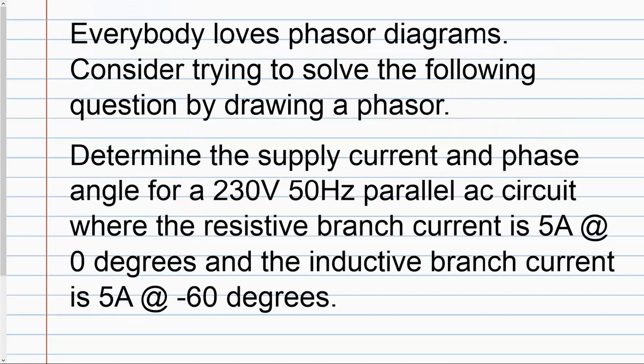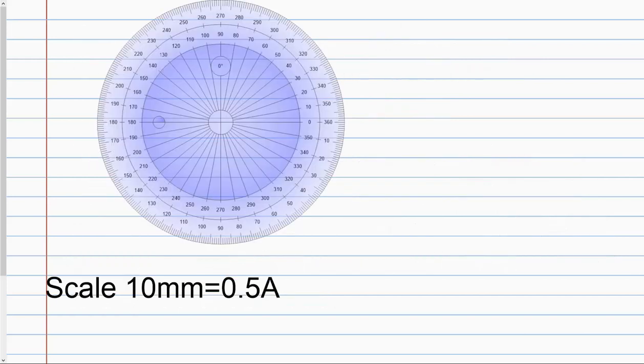We all know that everyone loves phasor diagrams, and we would normally use a phasor diagram to solve a question like this following one. Determine the supply current and phase angle for a 230 volt 50 Hz parallel AC circuit where the resistive branch current is 5 amps at 0 degrees, that's in phase with the supply voltage, and the inductive branch current is 5 amps at minus 60 degrees, that's lagging the reference, which is the supply voltage, by 60 degrees. Now normally to do this we would draw a phasor diagram.